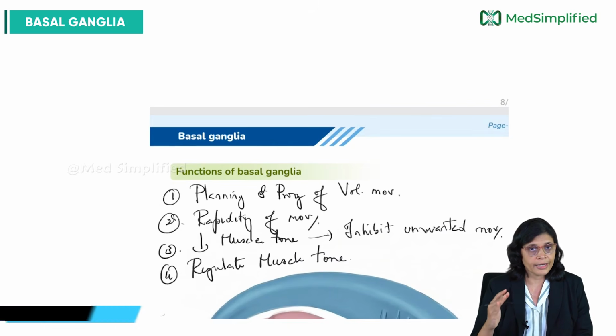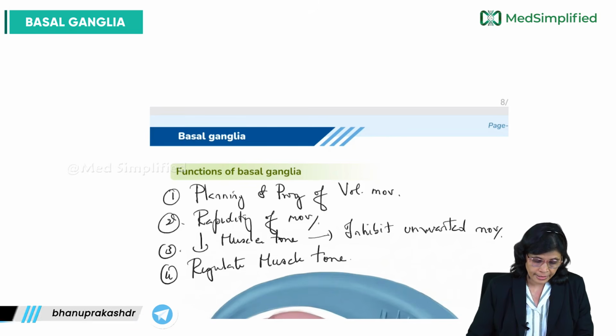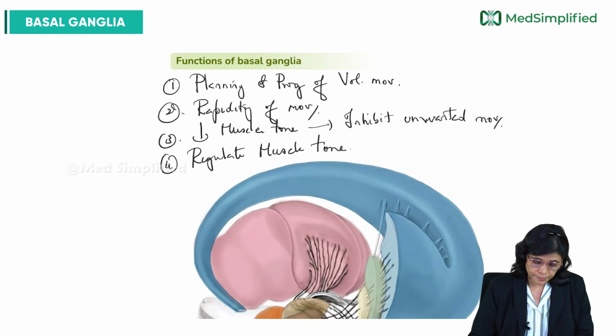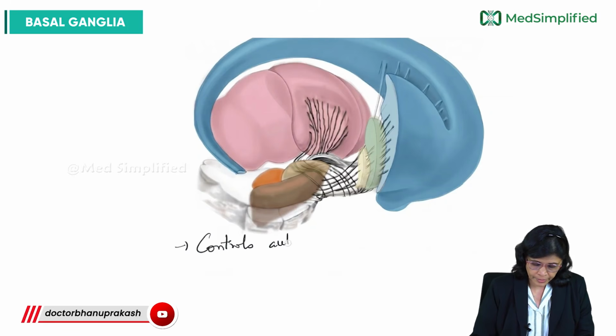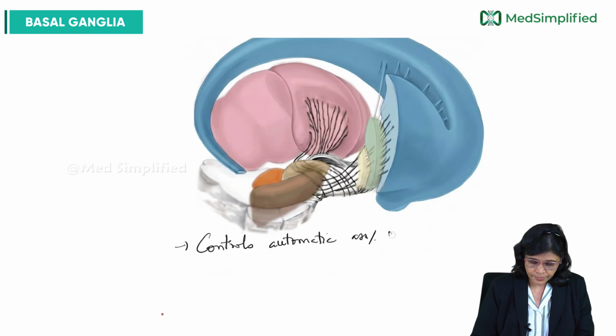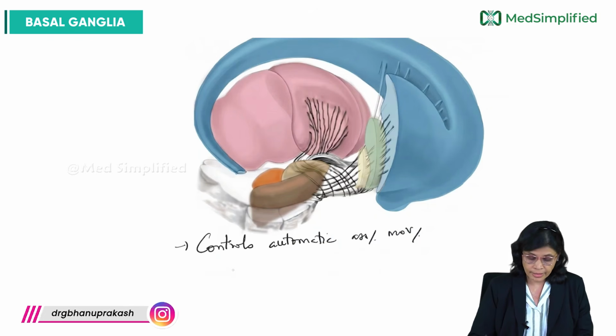So when I am moving my hand like this, there is this smoothness. When I am lifting something, there is that smoothness, right? So that is regulated by this basal ganglia. Then it also controls the automatic associated movements. So for example, when we are walking, we swing our arms, right? So that automatic movement is controlled by it.